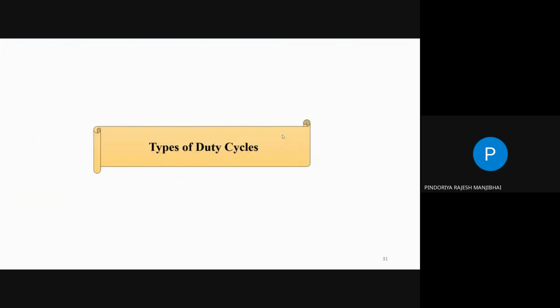I will take only 15 to 20 minutes now. Type of duty cycle. Okay. So type of duty cycle is important. And what is a duty cycle? Any idea? Anybody? Duty cycle?